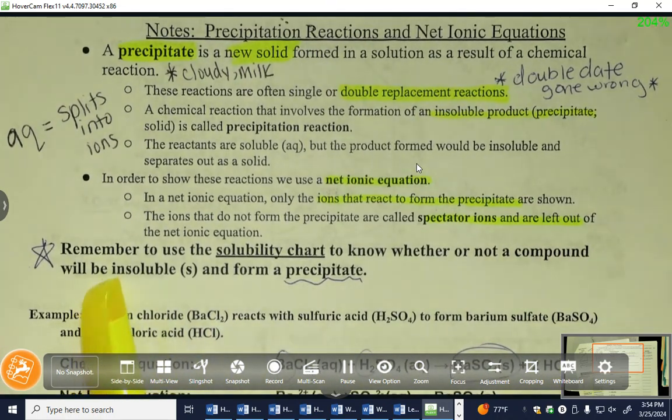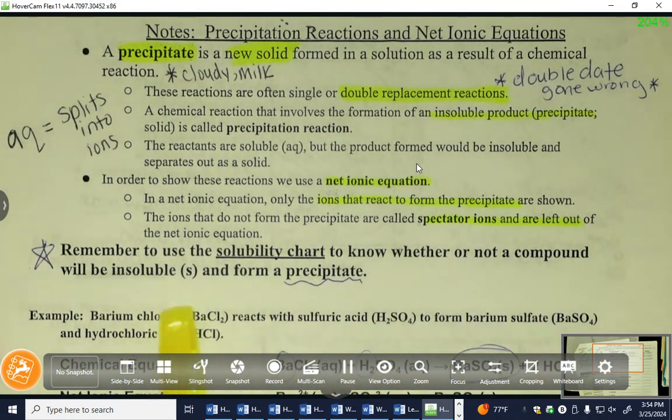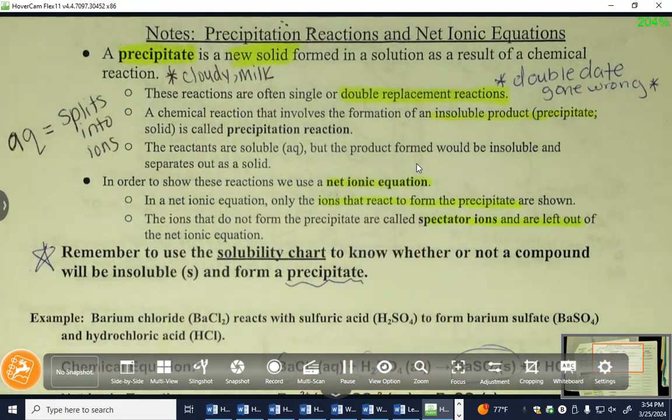And this right here is why we have to use the solubility chart to know whether or not we're creating that precipitate, all right? Because we got to know who is the main event. Do we even have a sign of chemical reaction? All right, so the example that we're going to focus our attention on is right below that.